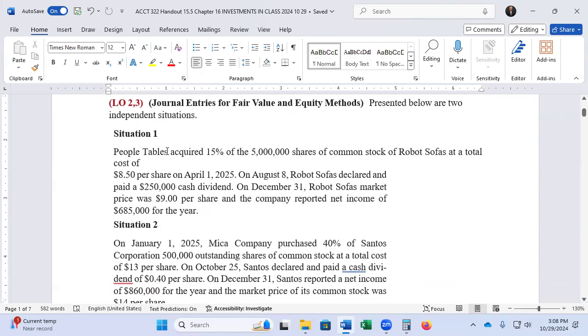Okay, it says People Tables acquired 15% of the 5 million shares of common stock of Robot Sofas at a total cost of $8.50 per share on April 1, 2025. On August 8, Robot Sofas declared and paid a $250,000 cash dividend. On December 31st, Robot Sofa's market price was $9 per share, and the company reported net income of $685,000.